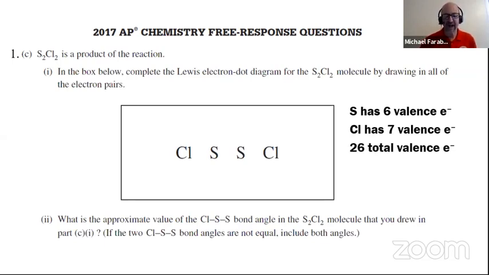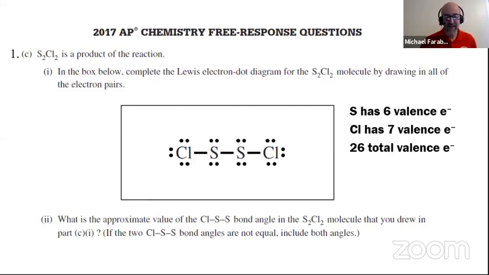Let's start by connecting the atoms together. Each dash is worth 2 electrons. So 2, 4, 6. Now let's put the lone pairs of electrons around the atoms and see if we can get to 26. 8, 10, 12, 14, 16, 18, 20, 22, 24, 26. So unlike some of the molecules that I showed you in yesterday's lesson, which had to have double or triple bonds, we were able to satisfy all of the valence shells for each atom with a complete octet, and we did not have to make any double bonds.